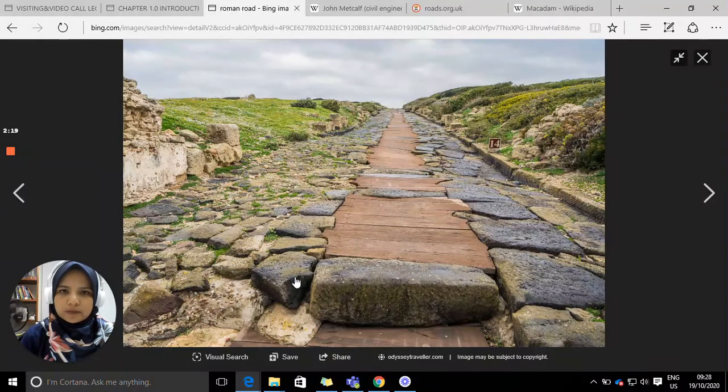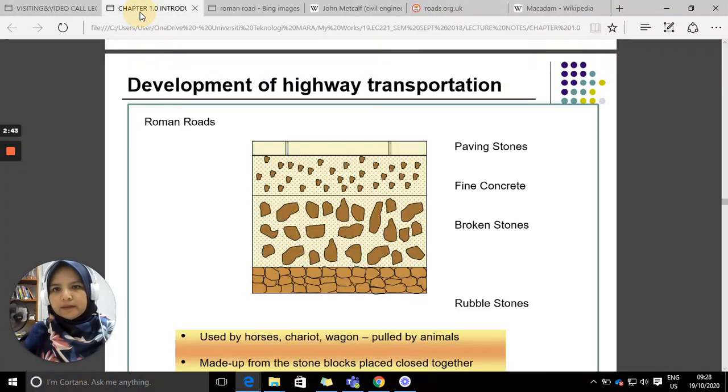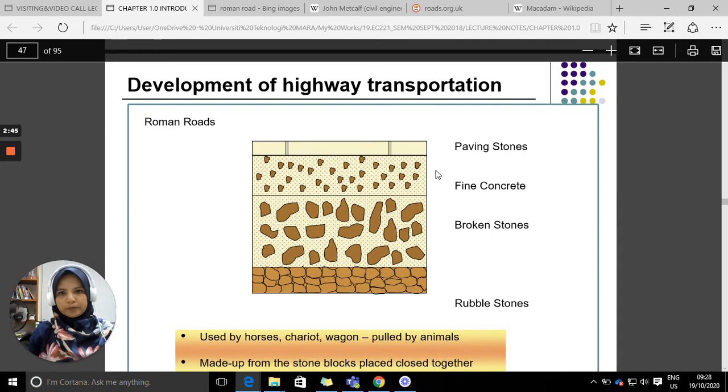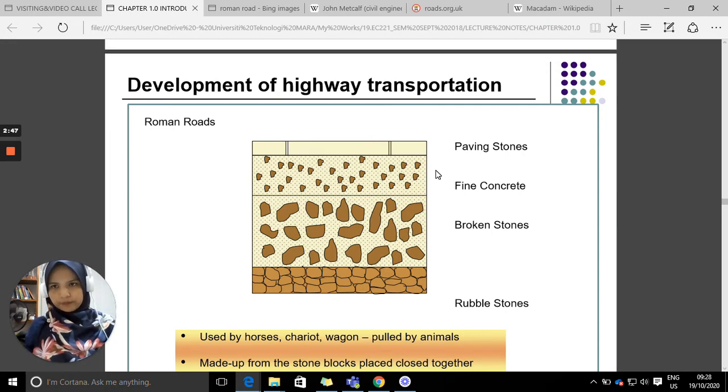This particular roadway was used at a time when we didn't have motorized vehicles yet. So what we used were animal carts. We used a horse, we had the bull, to carry all the goods, for example. Let's look at what the layers of the Roman road are.